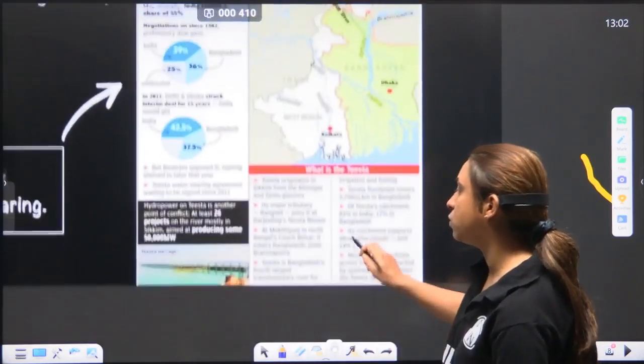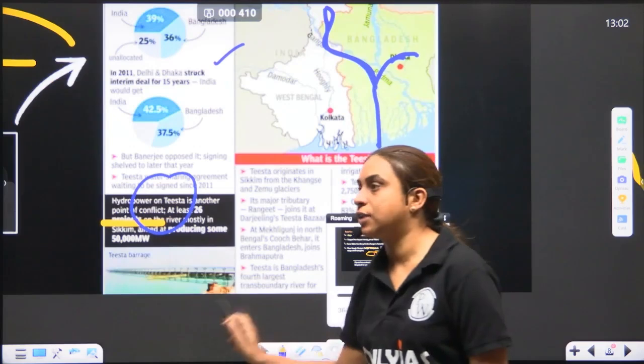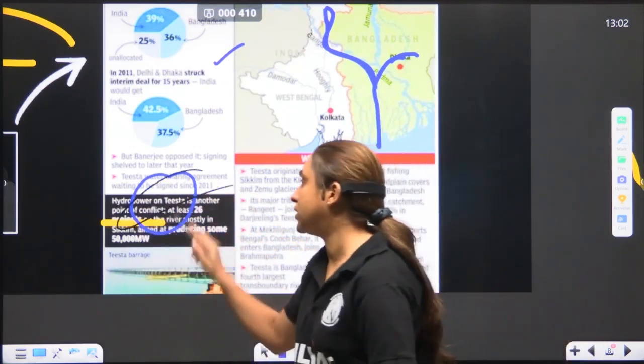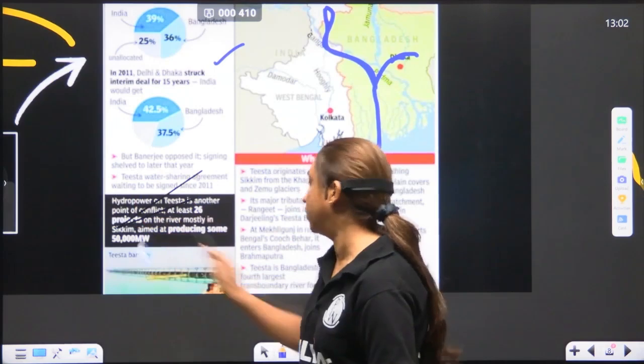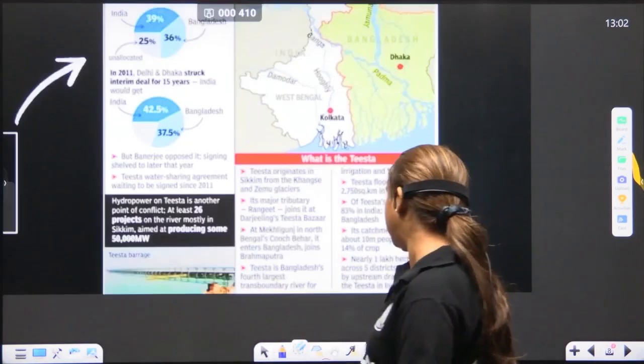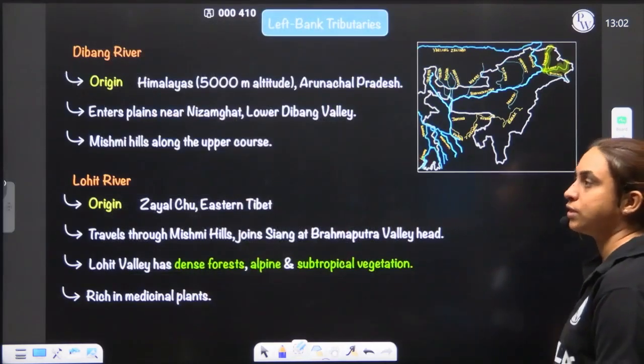We have already covered the Teesta river. We'll also look at the Teesta barrage. This is the dam. The floodgates get opened. This is the barrage that we have. We also have hydropower on the Teesta river. Okay, so this was about an important tributary, that is Teesta.